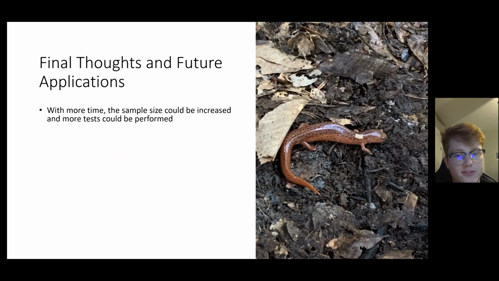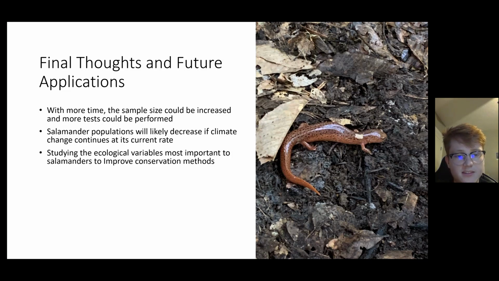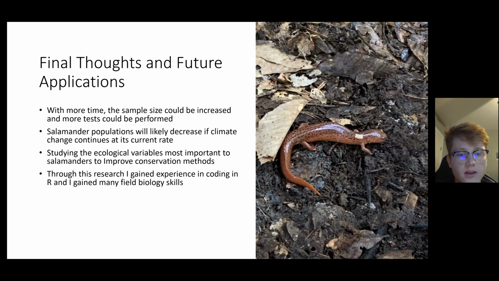With more time, the sample size could be increased and more tests could be performed. Salamander populations likely decrease if climate change continues at its current rate. Studying the ecological variables most important to salamanders will help us improve our conservation methods. Through this research, I gained experience in coding and R and gained many field biology skills.